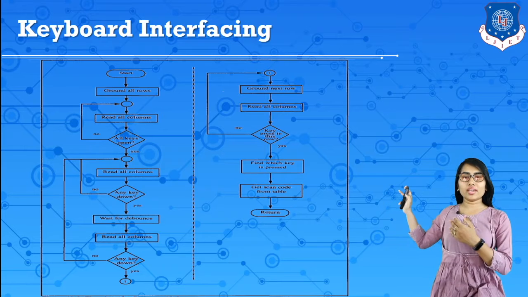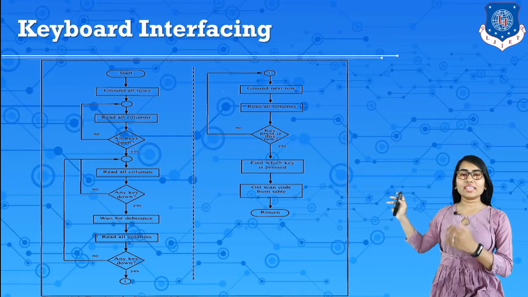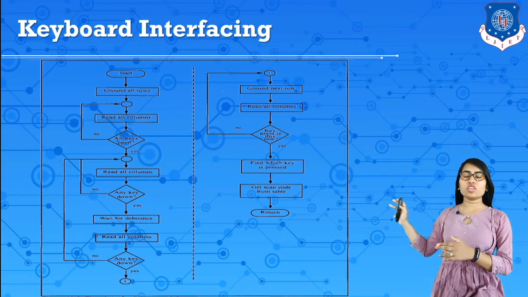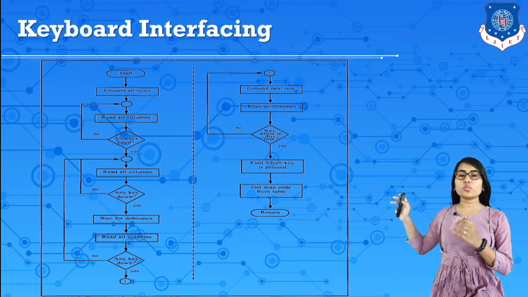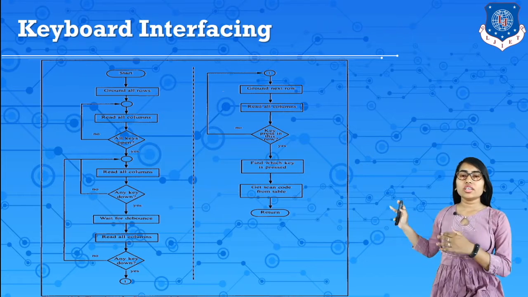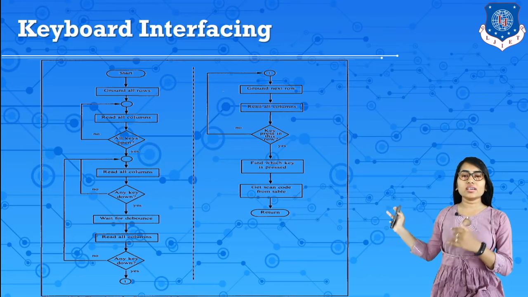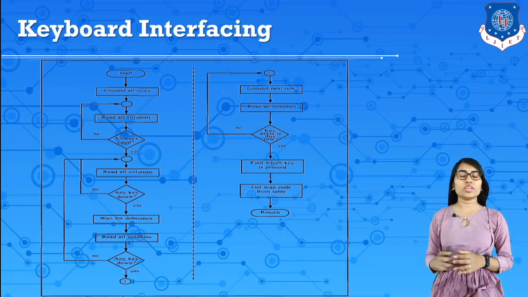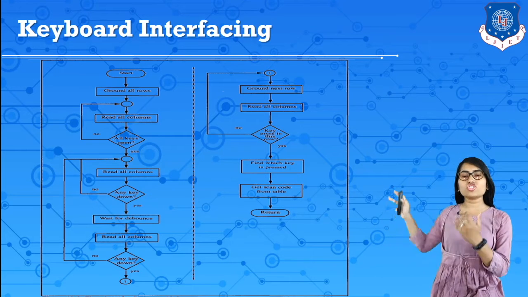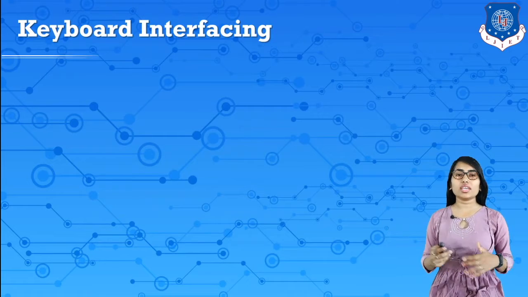Ground the next row and read all columns. It checks whether a key is placed in that row. If not, it again grounds the next row and reads the columns, and if a key is placed in a row, it finds which key is placed, gets the scan code from the table, and returns it. So this is how we check which key is pressed in keyboard interfacing with AVR.